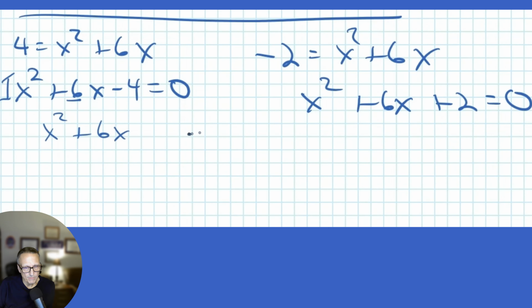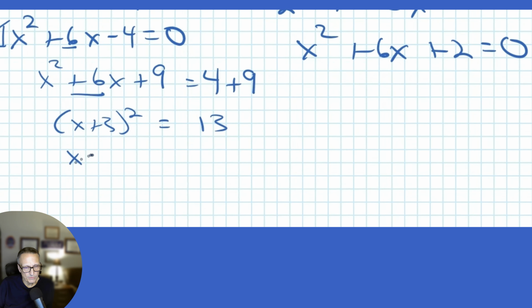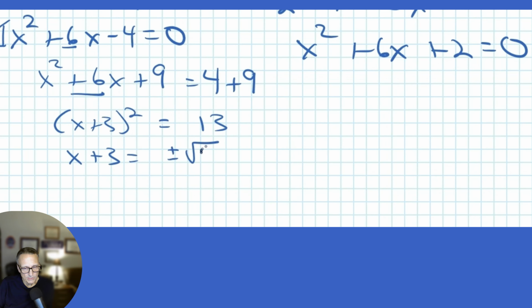So I'm going to move that negative 4 back over as 4. I will take half of this coefficient and square it, which gives me 9. And then I will add 9 to the other side to compensate for that. And that makes this a perfect square binomial. And then I have to square root both sides. This will give me a plus or minus root 13. And therefore, when I subtract the 3, I get two solutions here: negative 3 plus or minus the square root of 13.